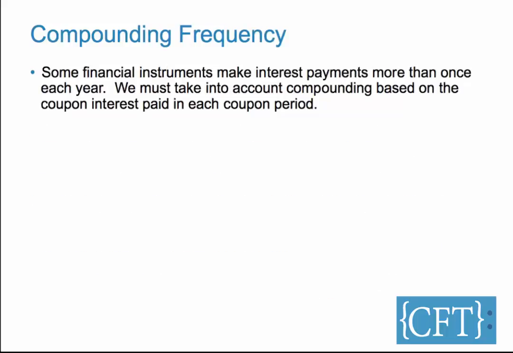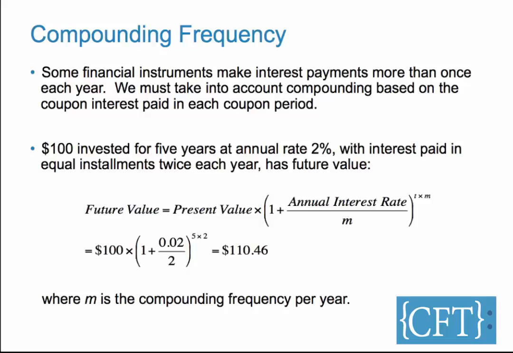Some financial instruments make interest payments more than once each year. We must also take into account the effect of compounding when we calculate the present or future value of these instruments. For example, if we invest $100 for 5 years at an annual rate of 2%, with interest paid in equal installments twice each year, then the future value of the investment will be $110.46.